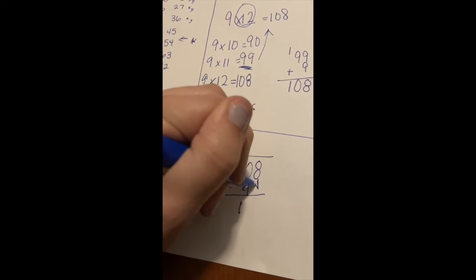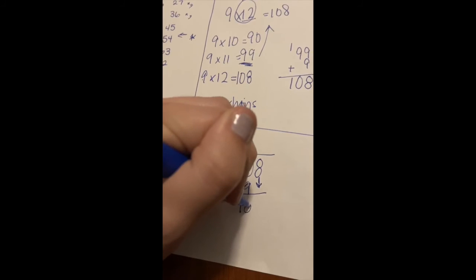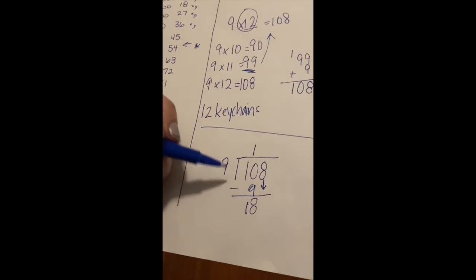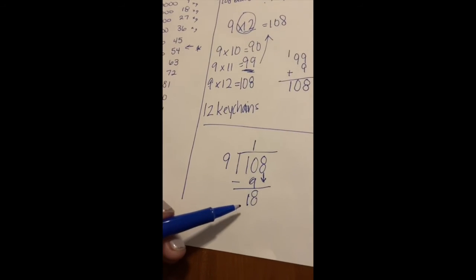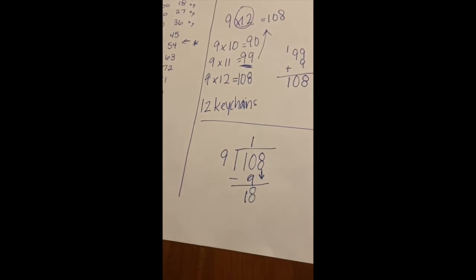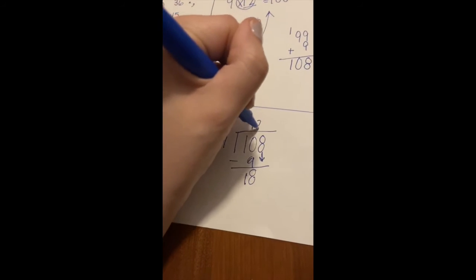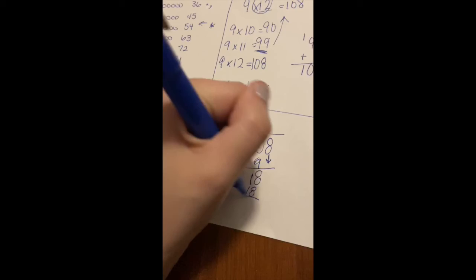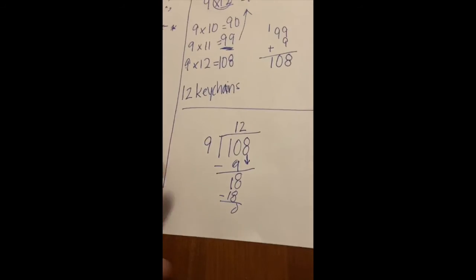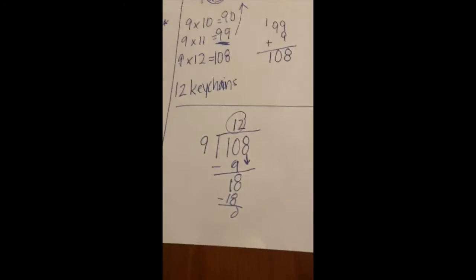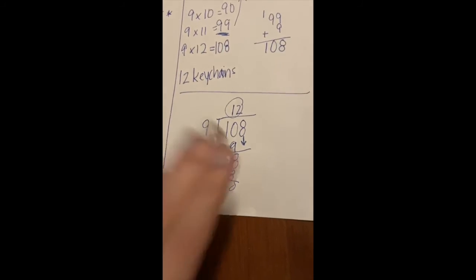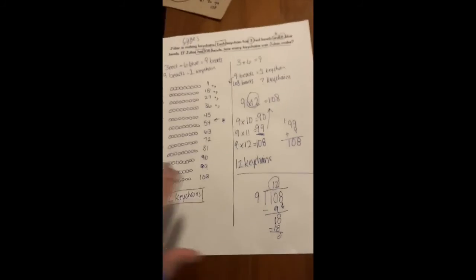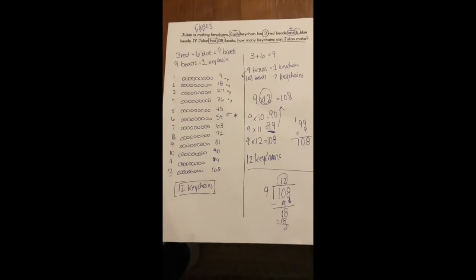Then you carry down the next number, so that'd be 8. Then you say, can 9 go into 18 at all? Yeah, 9 times 2 gives you 18. So you write the 2, you write 18, you subtract, and you get 0, so you have nothing else you have to do. And there's your answer. There's your 12. You'll learn a lot more about that next year, but that's a little sneak preview. So this is what it all looks like.